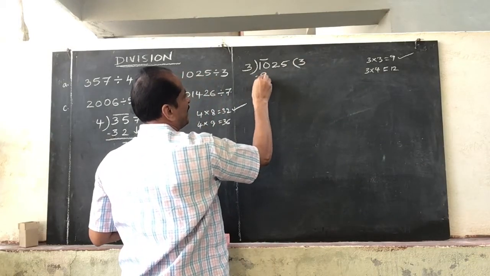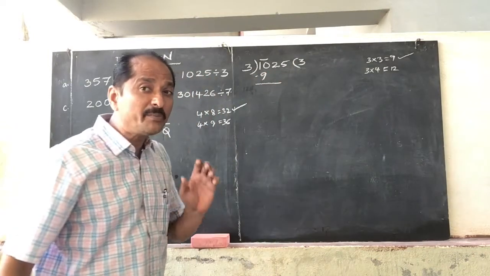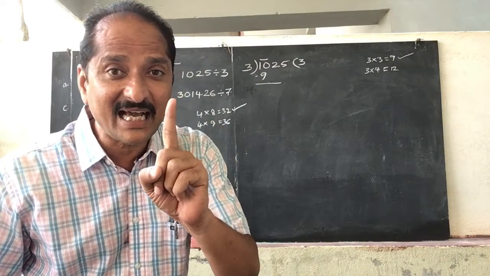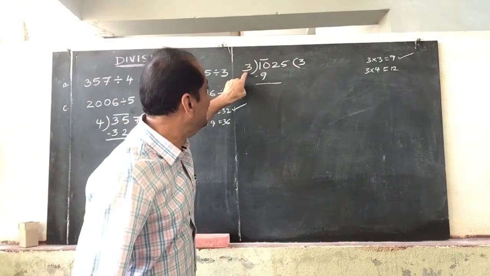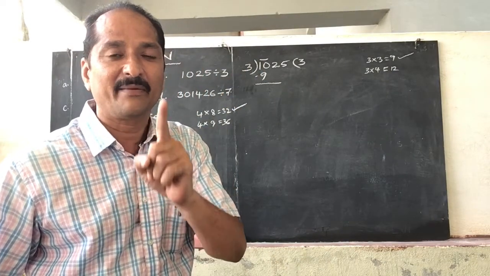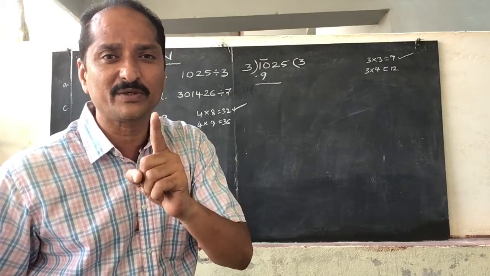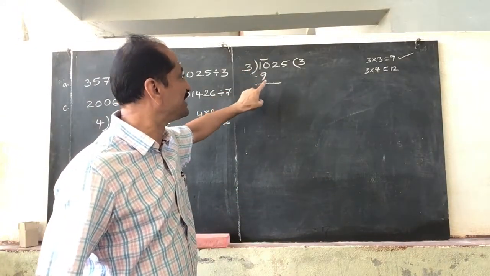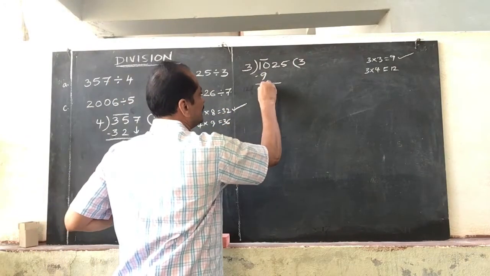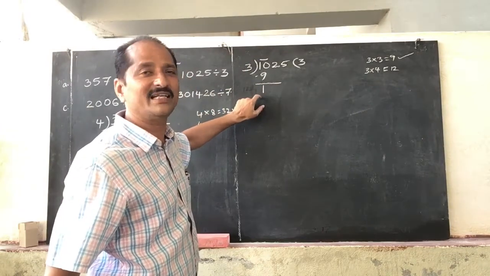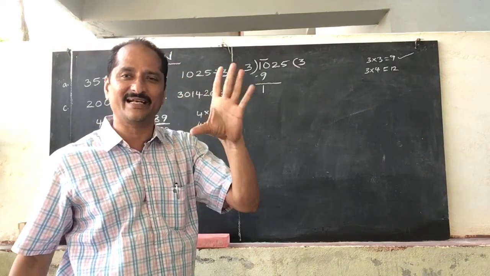So 10 minus 9. How much should the remainder be? The remainder should be less than the divisor. Less than 3. Remember in every step we do, the remainder should be less than the divisor. Now 10 minus 9 is equal to 1. Is it less than 3? Yes, 1 is less than 3. So this step is correct.